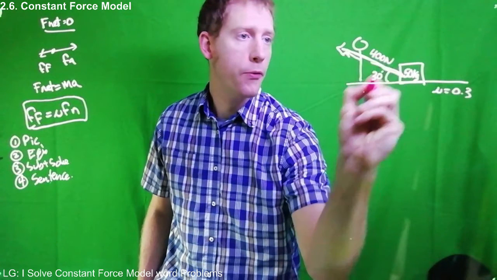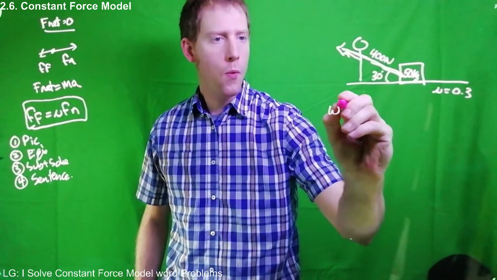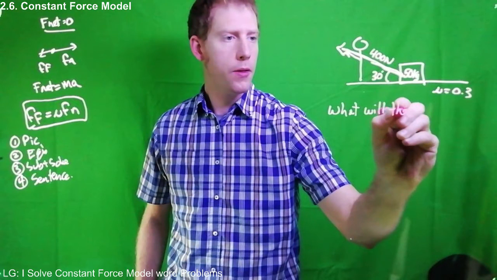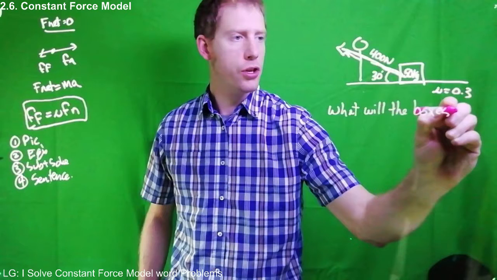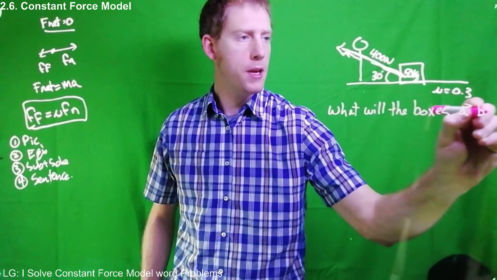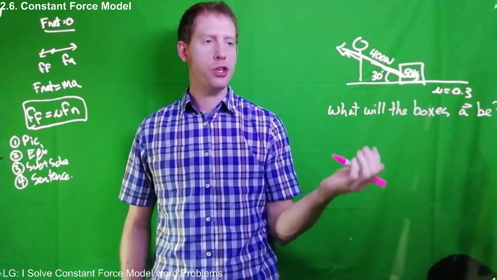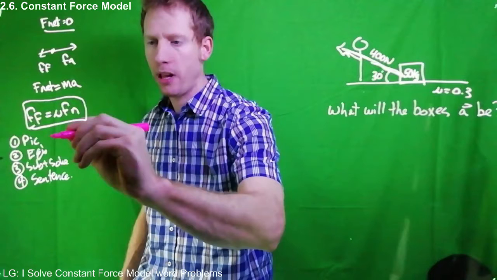This is applied force. The question is, what will the box's acceleration be? The box is going to accelerate. We also have some friction, okay? So we have our picture. We have a picture plus FBD.